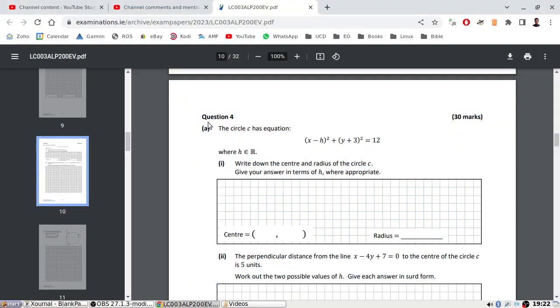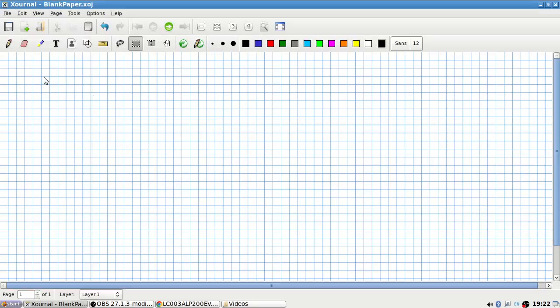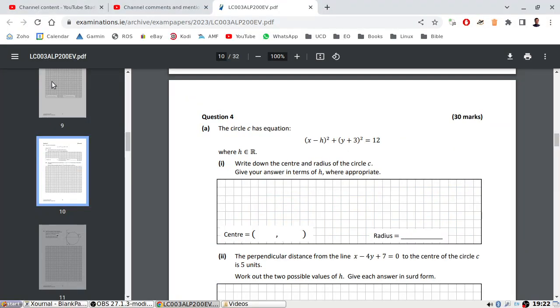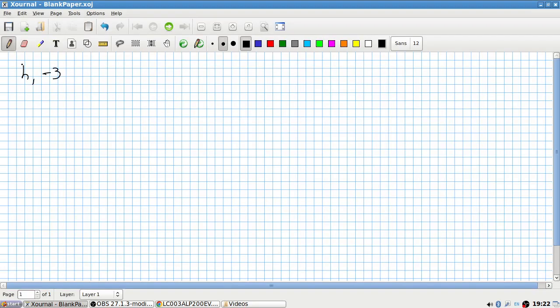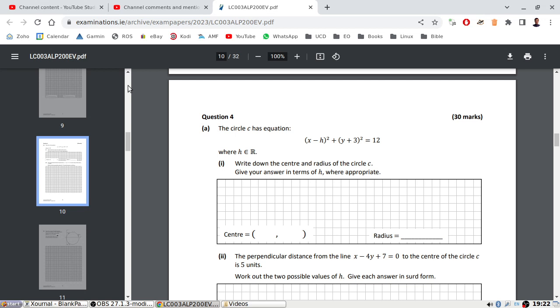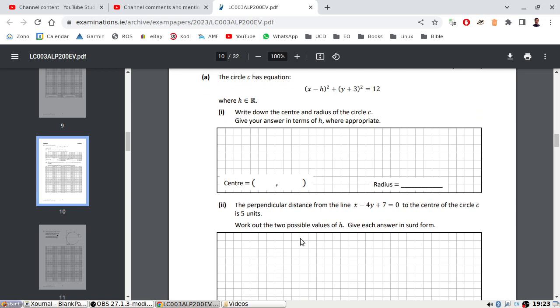Okay, now the center is h minus 3, and the radius is root 12. And then the perpendicular distance between that line and the center is 5. Work out two values of h.